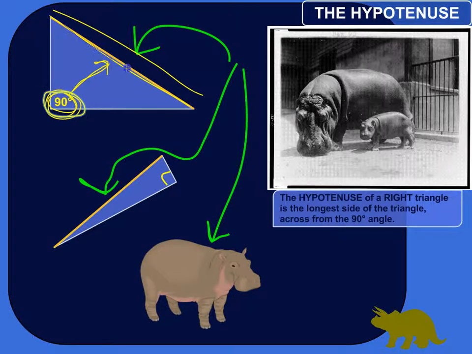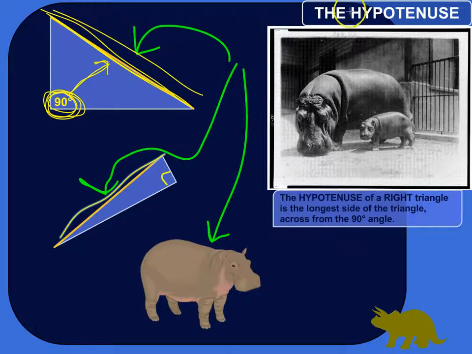So the side across from it will be the longest side, and that's called the hypotenuse, not the hippopotamus, as awesome as hippopotamuses are, or hippopotami. Okay, so for this triangle, this is the hypotenuse. For this right triangle, this is the hypotenuse. This is the hippopotamus.